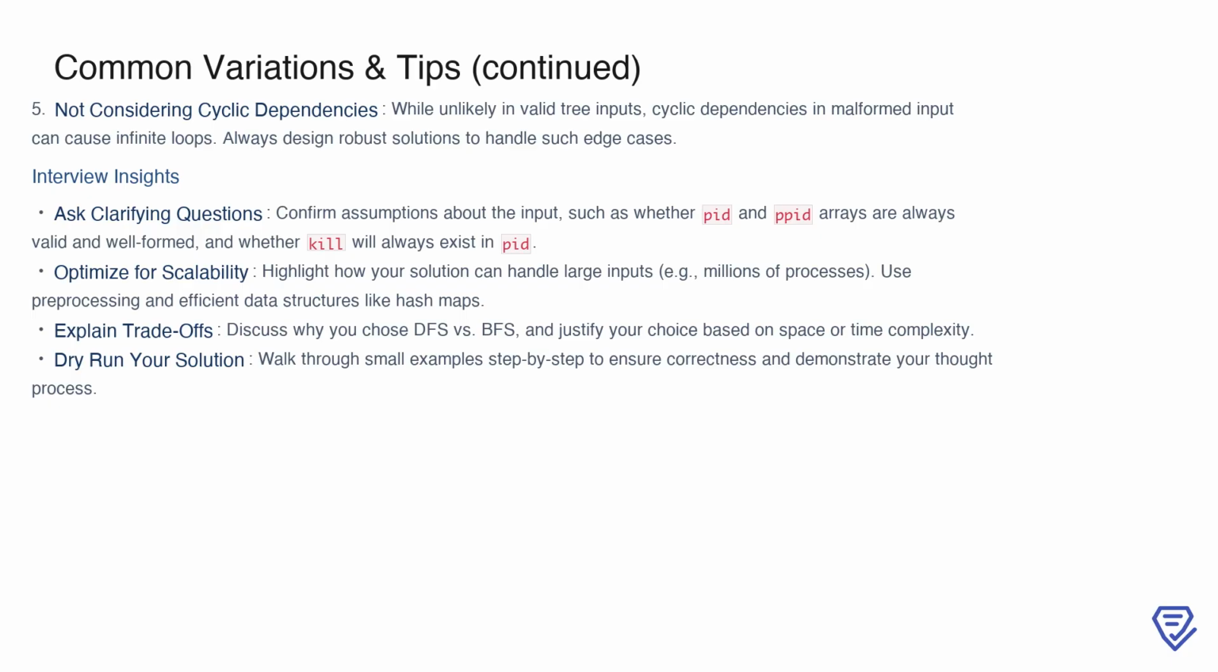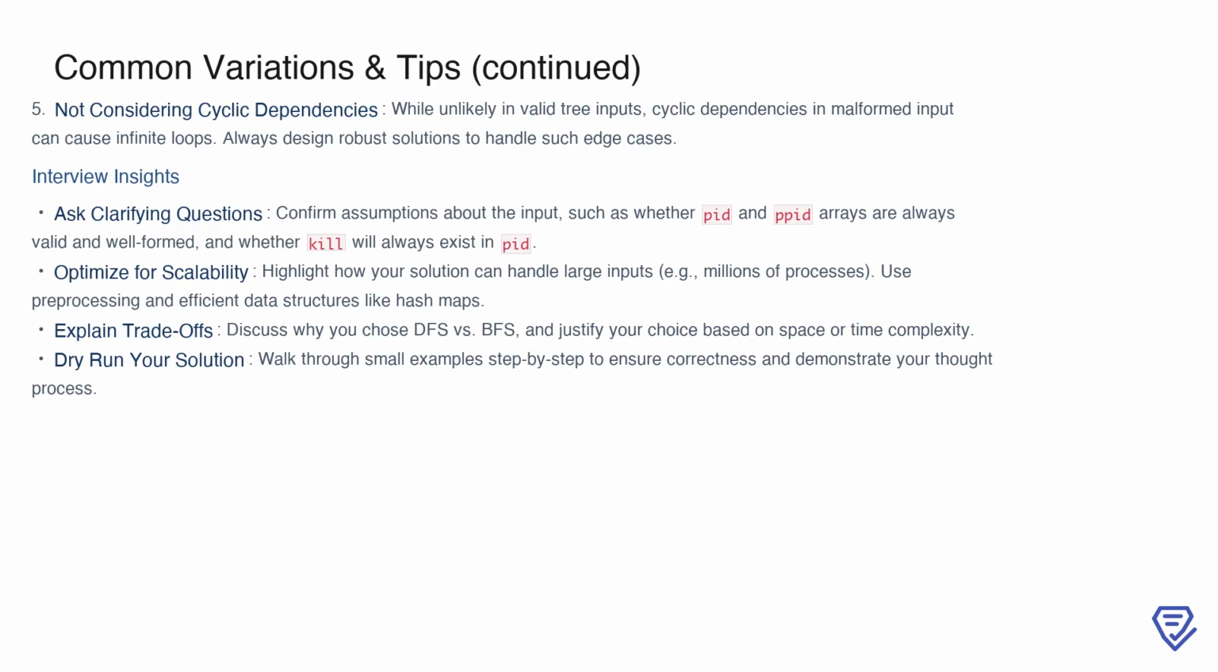From an interview perspective, it's important to ask clarifying questions to confirm assumptions about the input. For instance, ensure the PID and PPID arrays are valid and well-formed, and verify whether the kill process ID is guaranteed to exist in the input.